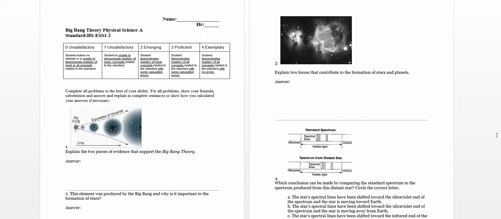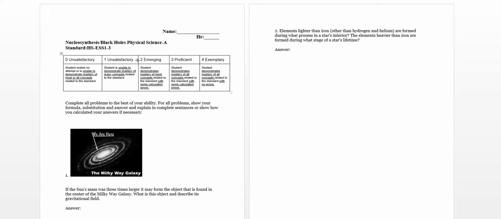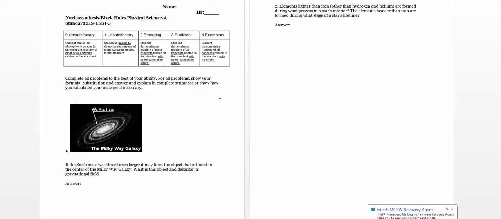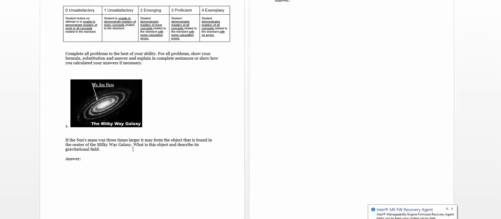The last one, nucleosynthesis, let's see if we can get that one to come up, dealt with black holes. And this is pretty much a question that you probably answered previously. If the sun's mass is 3 times larger, it may form the object that is found in the center of the Milky Way galaxy. And right from the lecture on the Milky Way galaxy, we know that there are going to be black holes. And the thing about a black hole, it has such a strong gravitational field that not even light can escape from it.